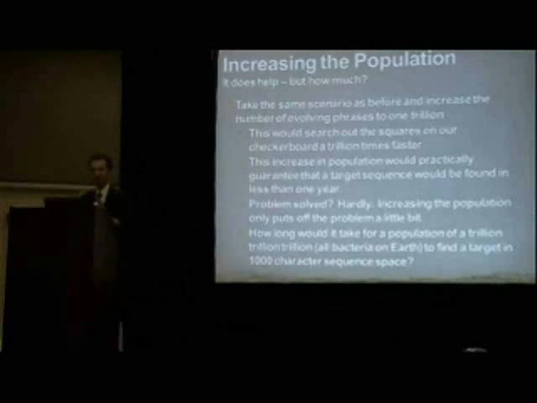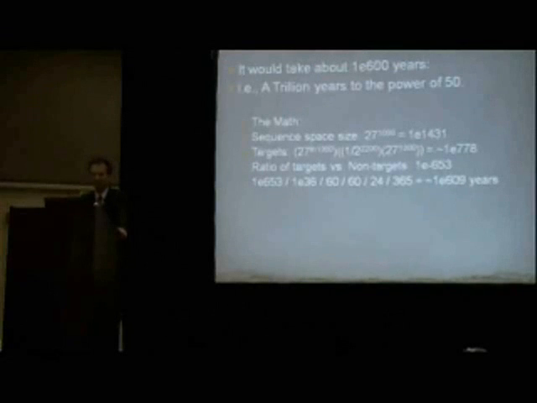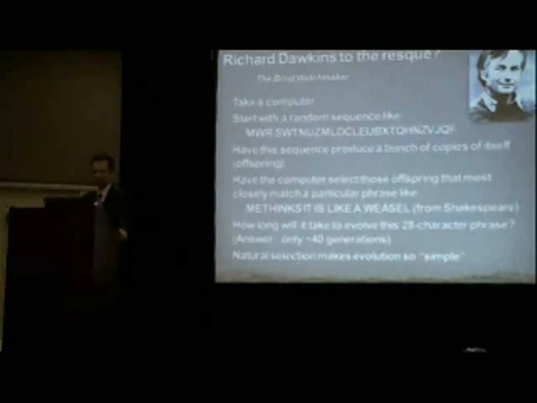How long would it take, for the same population of a trillion, which is all the bacteria on Earth alive today, to find a target in 1,000 character sequence space? It would take 1 with 600 zeros after it years, using the same calculation, and that's just moving up to 1,000 amino acid sequence space or 1,000 character sequence space. And that's the math for those interested. It's also on my website.